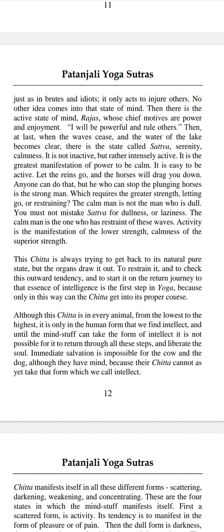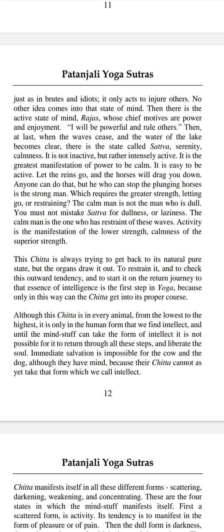So, the aim should be to shape the chitta in an ordered, very simple way, so that it can get into proper course. Although this chitta is in every animal, from the lowest to the highest, it is only in the human form that we find intellect. So chitta is there everywhere, but in humans there is an additional thing, that is intellect.